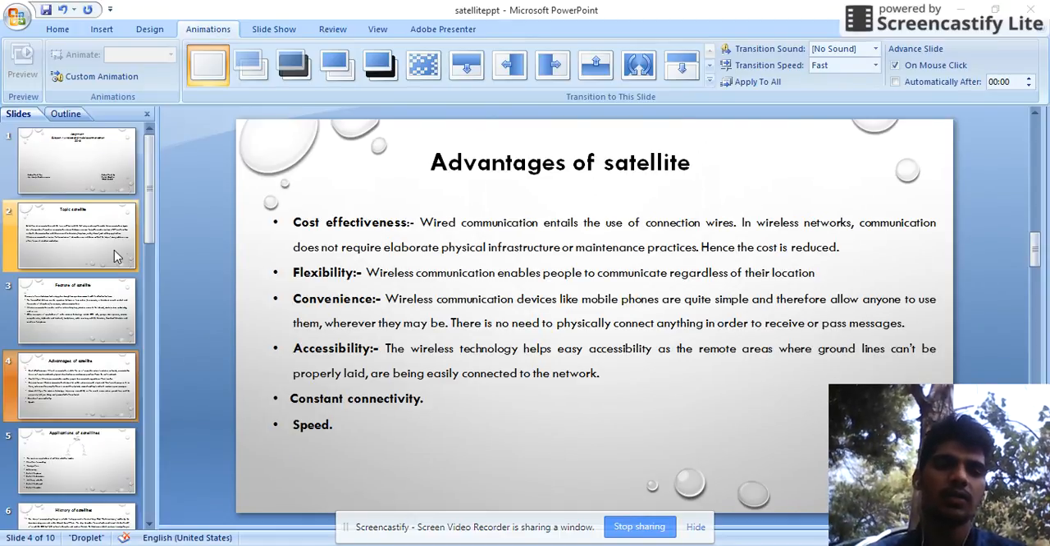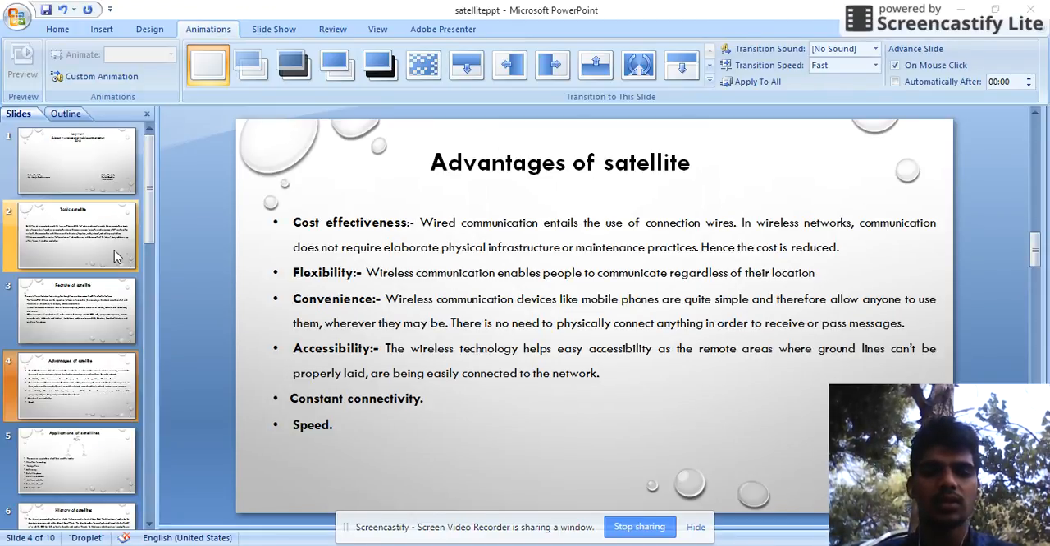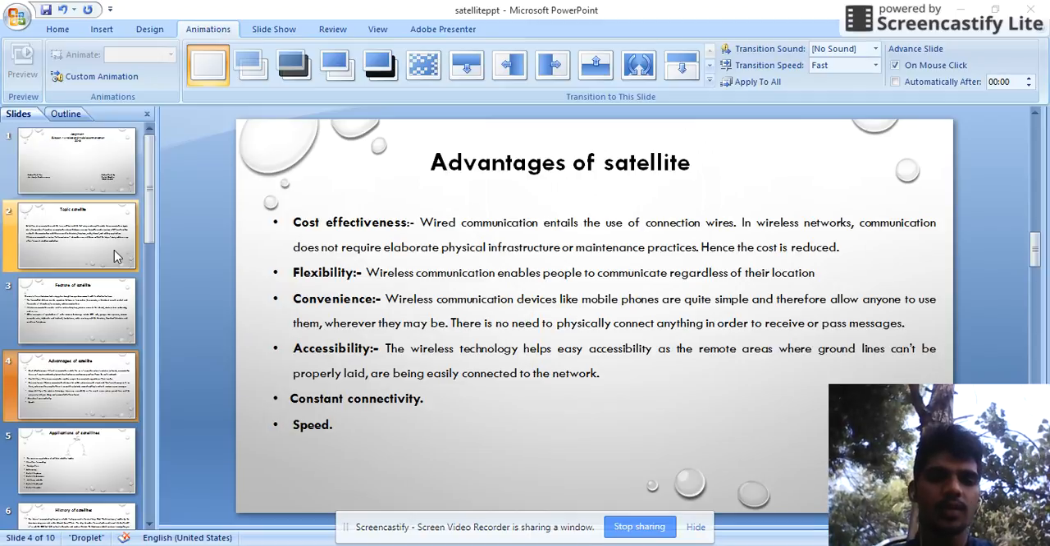Next is flexibility. Wireless communication enables people to communicate regardless of their location. Another is convenience. Wireless communication devices like mobile phones are quite simple and allow anyone to use them, wherever they may be. There is no need to physically connect anything in order to receive or pass messages. And accessibility. Wireless technology helps easy accessibility in remote areas where ground lines cannot be properly laid or easily connected to the network. And constant connectivity speed.